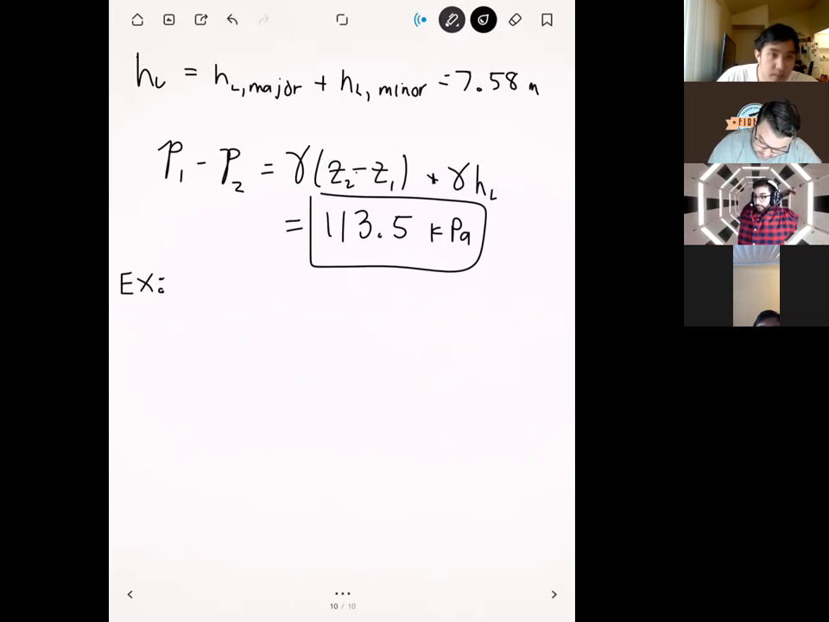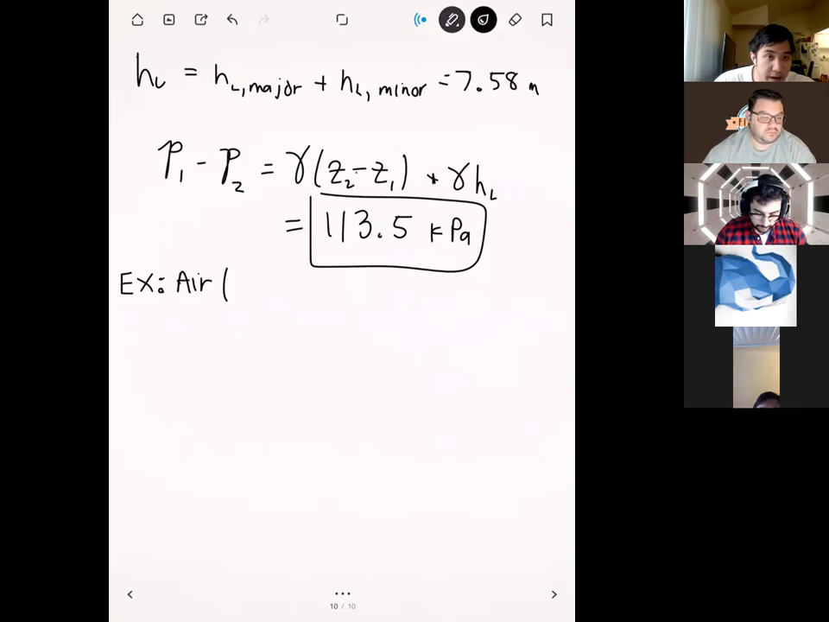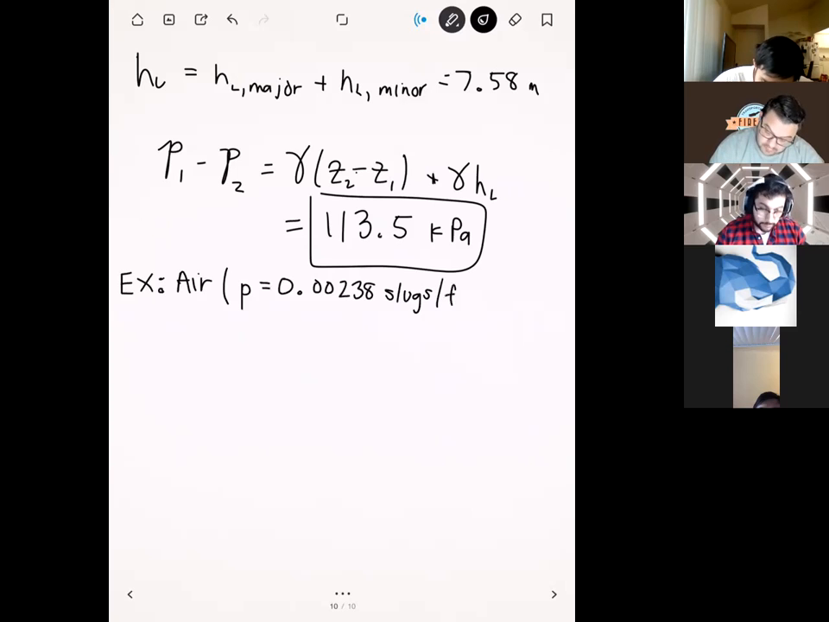Okay, so let's do another example. Let's say that we have air flowing through a pipe. The properties for air are given by the following, in English units. We have a density of 0.00238 slugs per feet cubed. Remember, slugs is just a unit of mass for English units, so I think it's just pound mass. And then our viscosity is going to be 3.74 times 10 to the minus 7 pound second per feet squared.